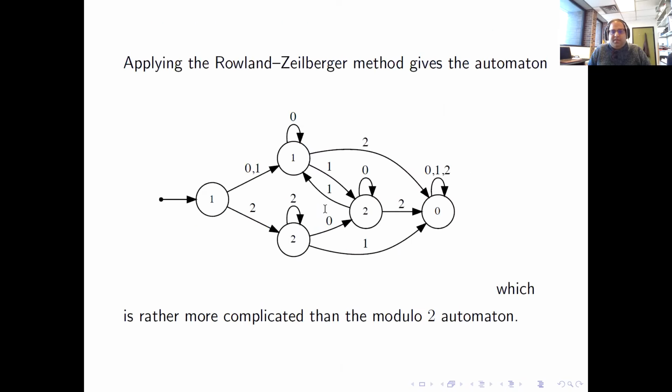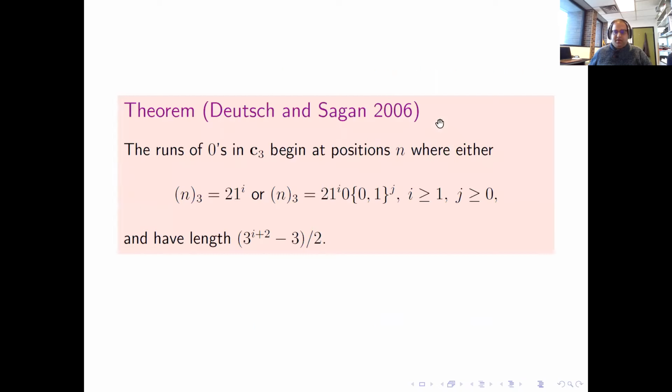So if we apply the same method that I just sketched for you, mod 3 rather than mod 2, I get the mod 3 automaton. The Catalan numbers mod 3 can be computed by this automaton. All right, and then I see the labels of the states are the congruence classes. So this is a little more complicated than the mod 2 automaton.